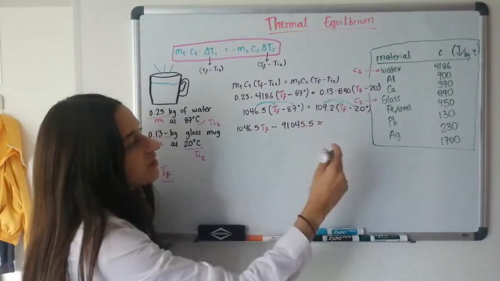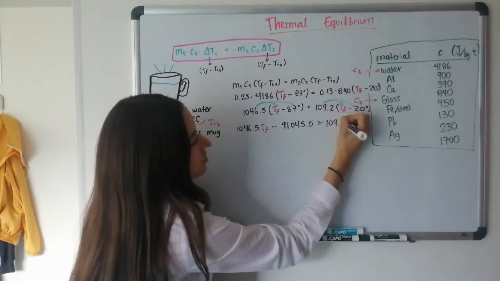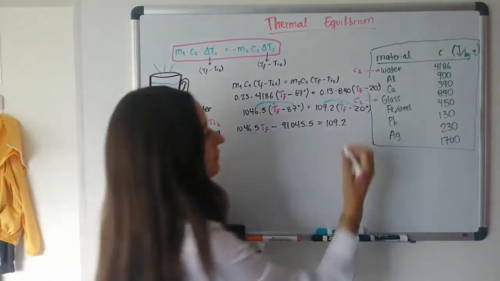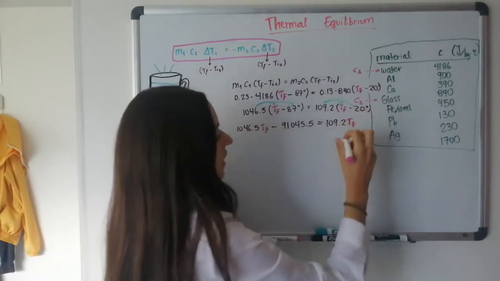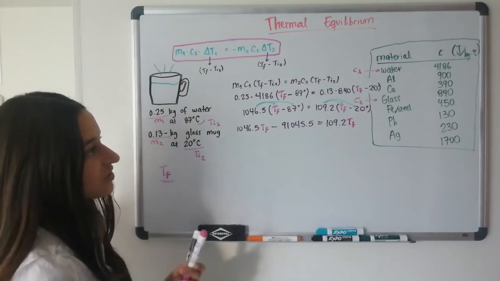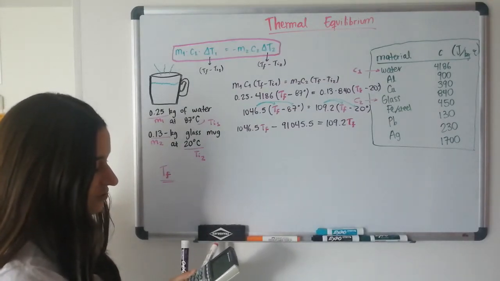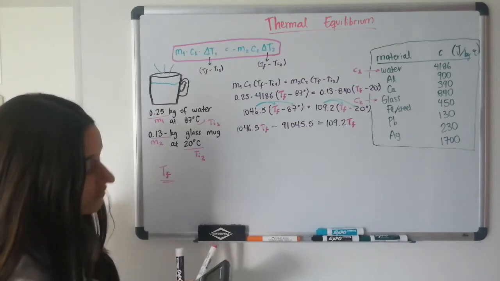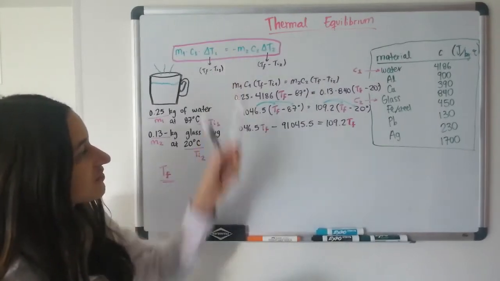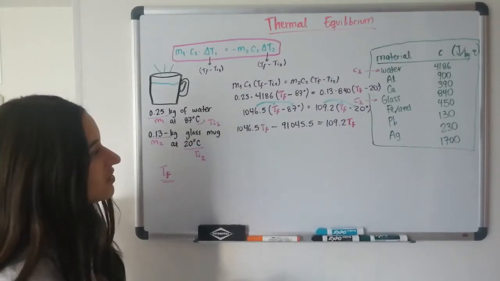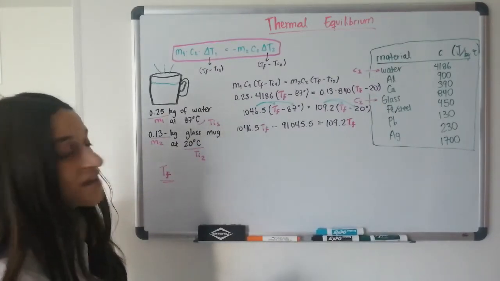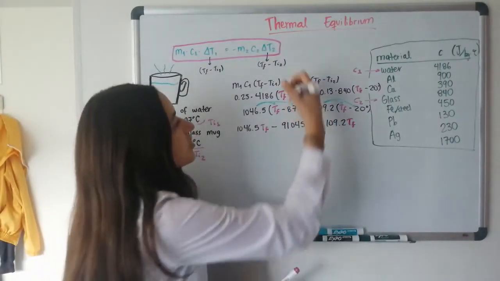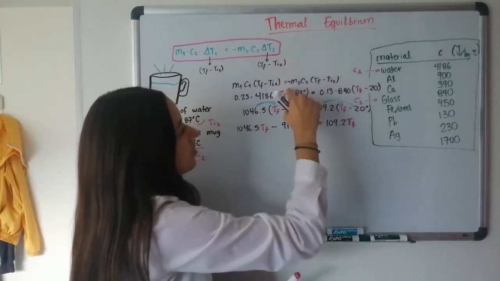Now this one, 109.2 times TF will just give you 109.2 TF. And then we do the other two in the calculator. So 109.2 times 20 times negative 20. Don't forget the negative. Oh my God, I forgot this negative. Oh God, okay. Bear with me. This happens a lot. You don't forget it. So let's put our negative that had to go here.